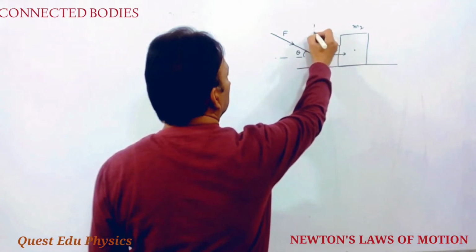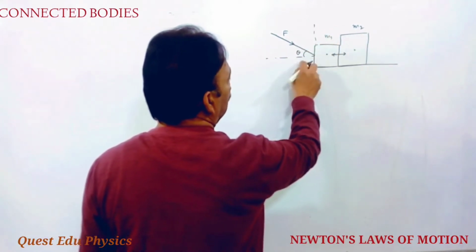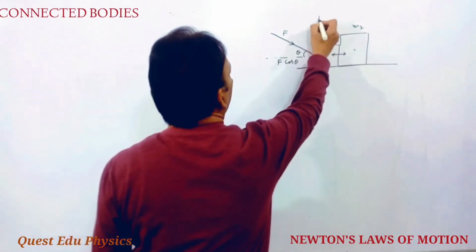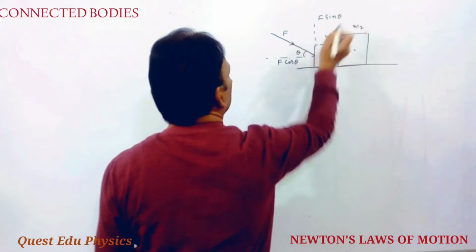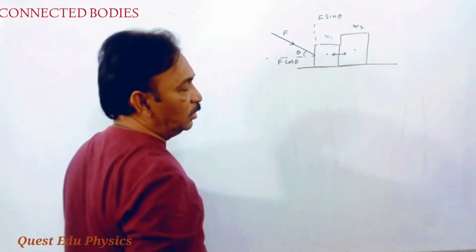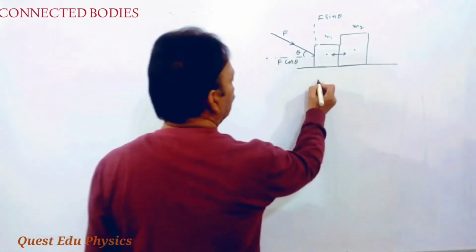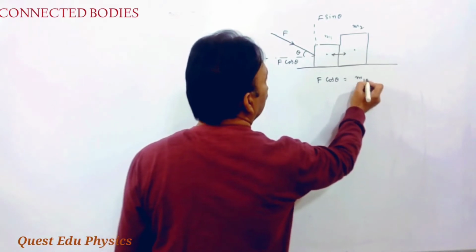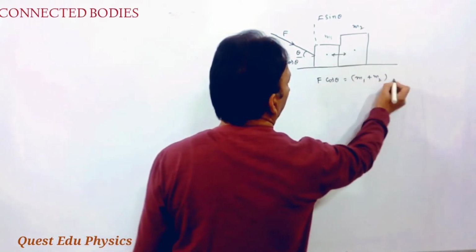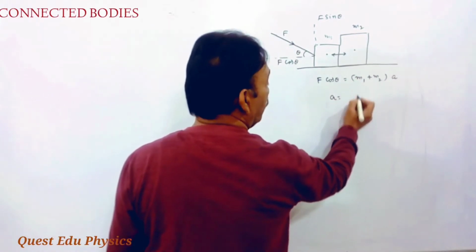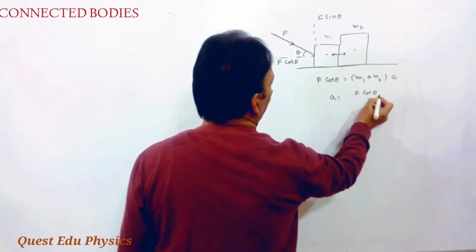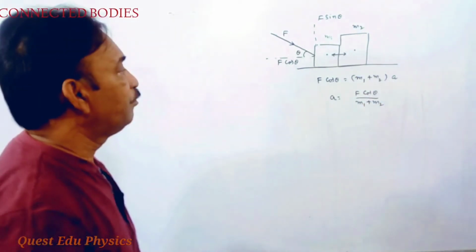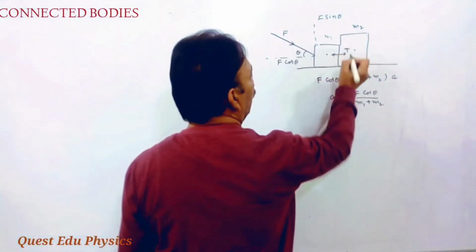In this case you have to resolve the force into components. Okay students, horizontal and as well as vertical. It might be F cos theta and F sin theta. Here F cos theta is responsible for the motion of the body. That is, you can write F cos theta is equal to (m1 plus m2) times A, and A is equal to F cos theta by m1 plus m2.